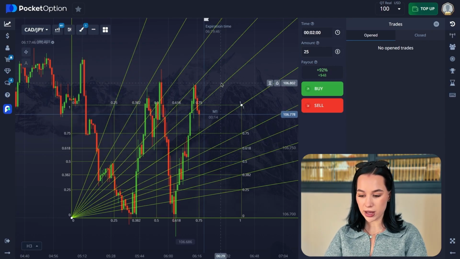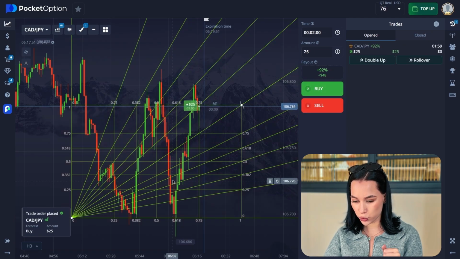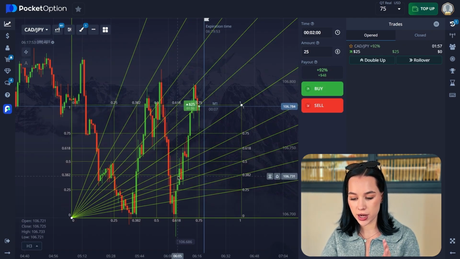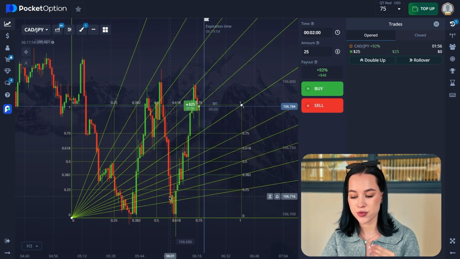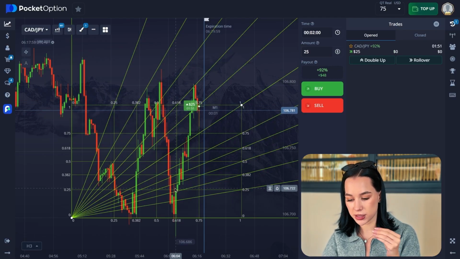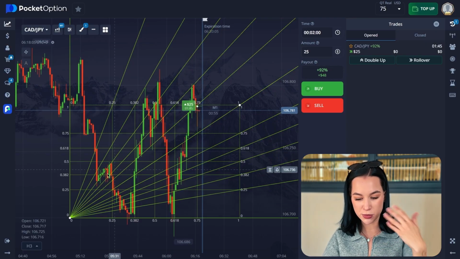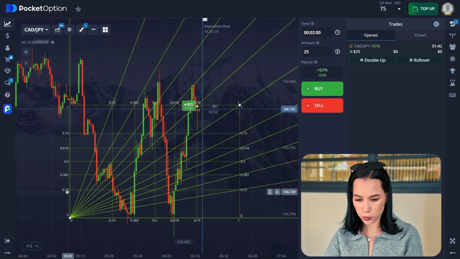Here it is. You will ask me, what is that? I will explain it now. So here we open a buy trade for 2 minutes. So guys, why do we open a trade up here? Because we can see that our price reached one of the diagonal lines and started going up from this level. But you can see that there are also some horizontal lines with some numbers. So let's talk about what that is.